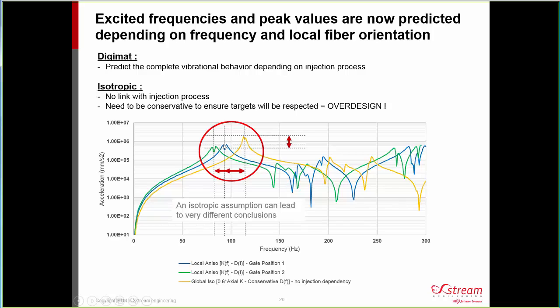Even if we talk only about Digimat, here you see that by choosing different gate positioning, you can change the response of the analysis, you can change the acceleration peaks that you obtain in the end, and then change the noise prediction for the final performance of the full vehicle.